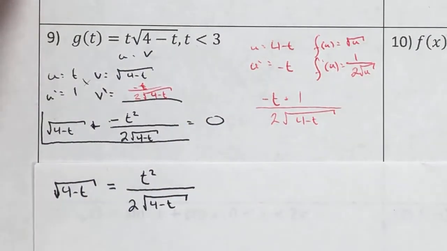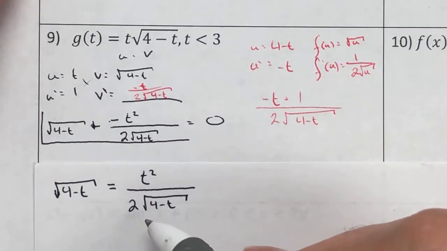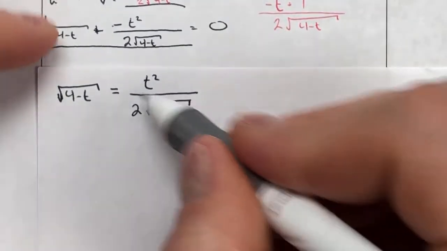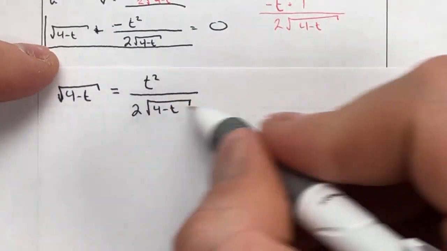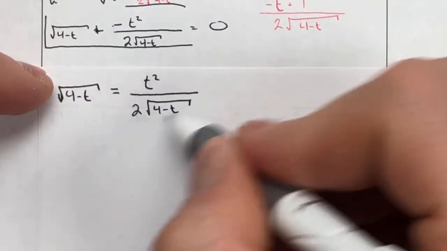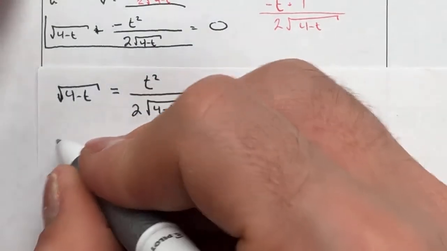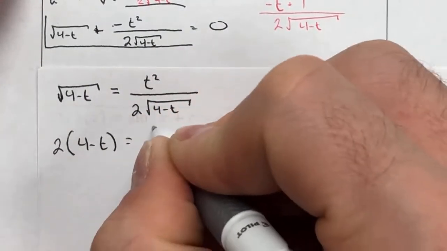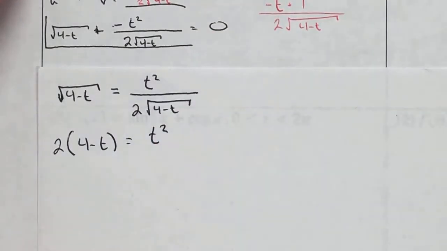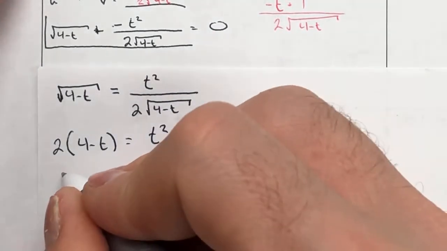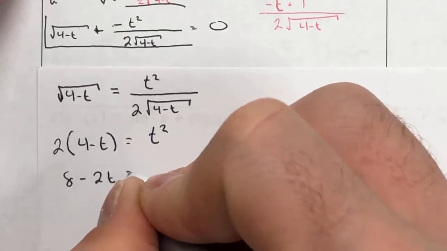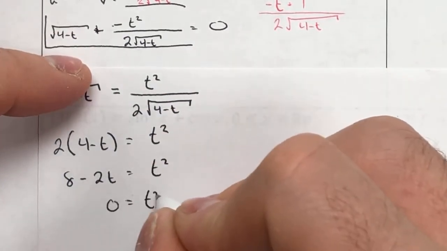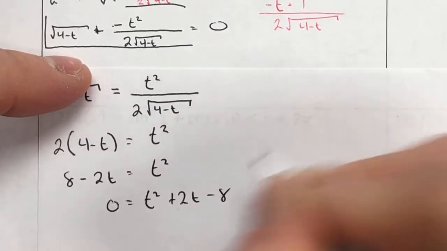Awesome. So now that I've added that to the other side, I can cross multiply both sides by this denominator over here, which means I'll have 2 times 4 minus t is equal to t squared. Distribute this, 8 minus 2t is equal to t squared. Move everything over to one side, 0 equals t squared plus 2t minus 8.